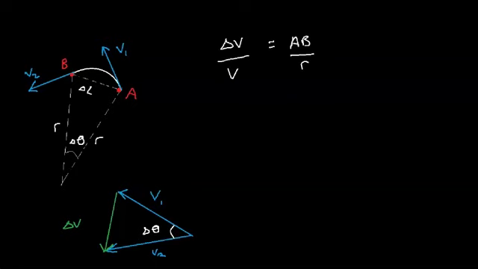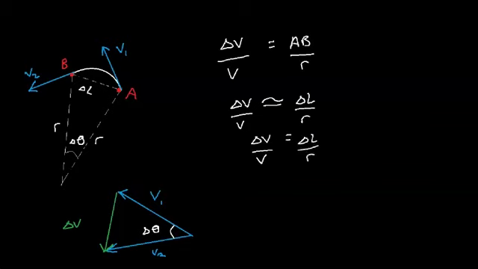Thus, we can write that delta v over v is approximately equal to delta L over r. This becomes an exact equality when delta t approaches 0, because then the arc length delta L equals the chord length AB. We want to find the instantaneous acceleration, so we let delta t approach 0. And we can write the above expression as an equality and solve for delta v.